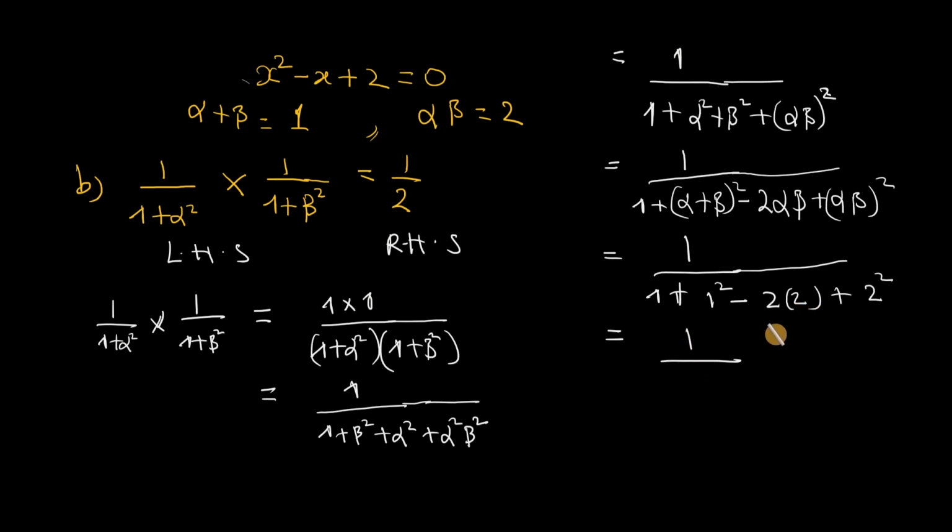2 minus 2 is 0, which is the same as 1 over 1 plus 1, which is 2, since 1 squared is 1. That is 2 minus 4 plus 4, since 2 squared is 4. Minus 4 plus 4 is 0, which will give us 1 over 2. Quod erat demonstrandum. And the proof ends.